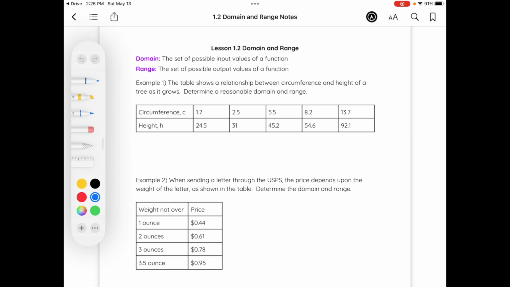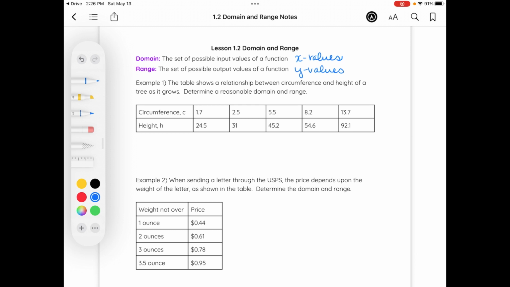Before we do that, we should define that domain is the set of all possible input values of an equation. Typically, these are our x values. And the range is the set of all possible output values from the function, and these typically are our y values.